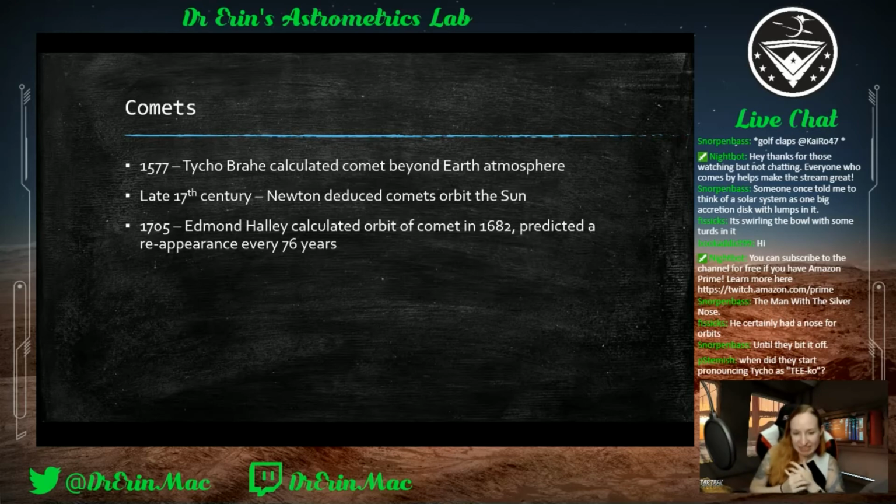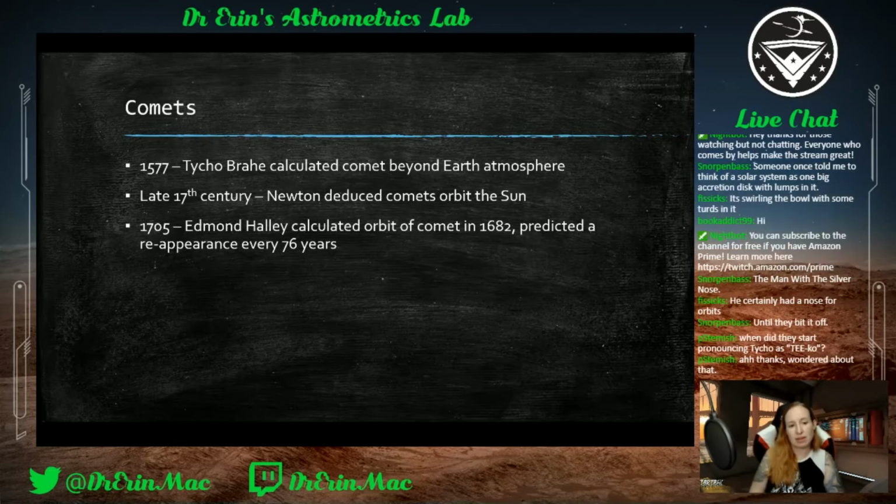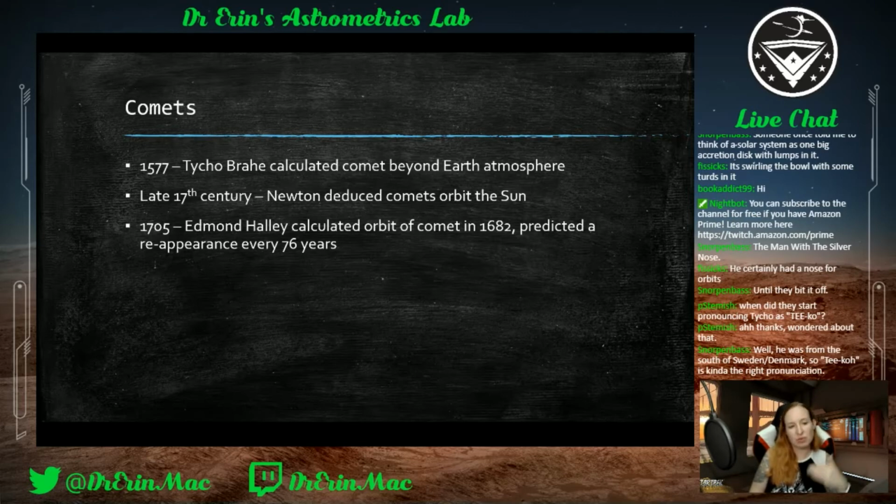The late 17th century, that's when Newton was actually able to, from data that we had on comets, figure out that comets are orbiting the sun, that there's a regular period to some of these that come back. And then, of course, famously in 1705, Edmund Halley calculated that the orbit of a comet that we saw in 1682 predicted that it would reappear every 76 years.